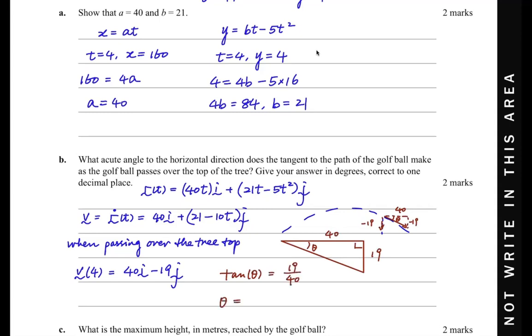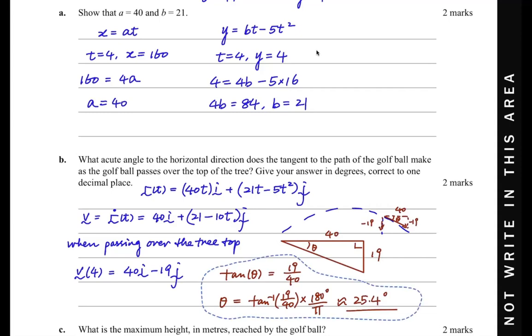And you solve for that one, theta is tan inverse of 19 over 40 times 180 degrees divided by pi. This should give you 25.4 degrees, okay? So that is the angle made by the velocity vector and the horizontal direction.